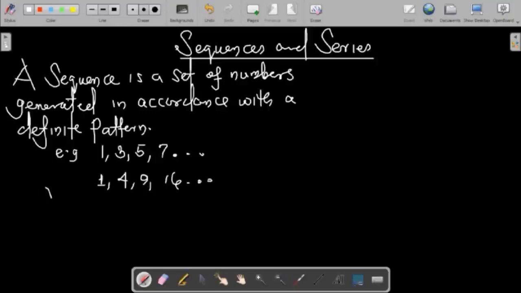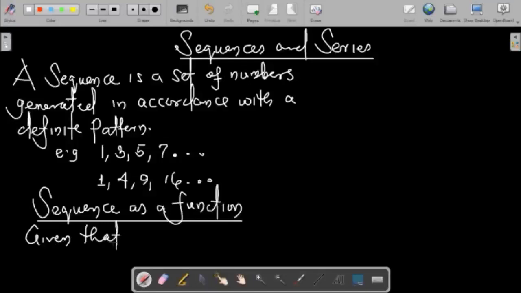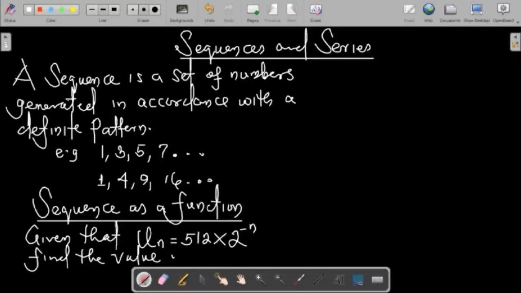So let us discuss what we call sequence as a function. So, without wasting much time, let us go into a given function. Let's say un is equal to this function, and we are asked to find the value of u8, then multiply by u3. So let's go and solve that question.